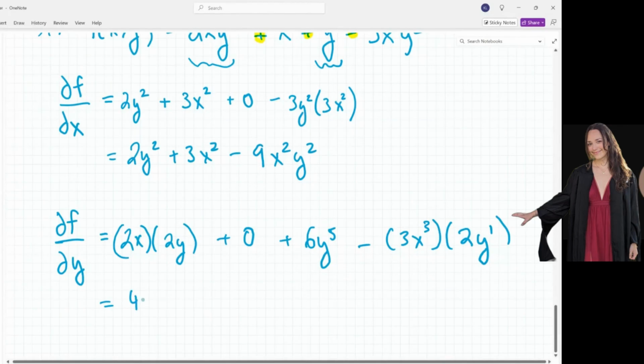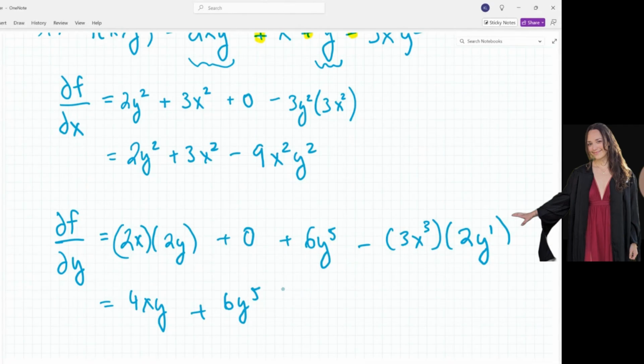So we can simplify this a bit here. We've got 4xy plus 6y to the power of 5, and then minus 6x cubed y. And that is the partial derivative with respect to y. So this shows you how you can take these same concepts of derivatives and all of the fundamental rules that we learned, and now you can apply them to multivariable calculus. And you can do the same thing for 3 independent variables, 5 independent variables, 100, and you can just keep following these same rules. So it's really neat to see how it's very transferable across multiple dimensions.